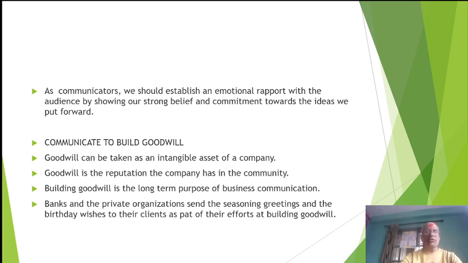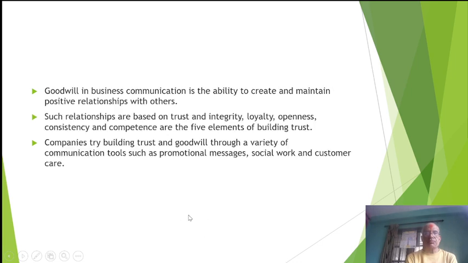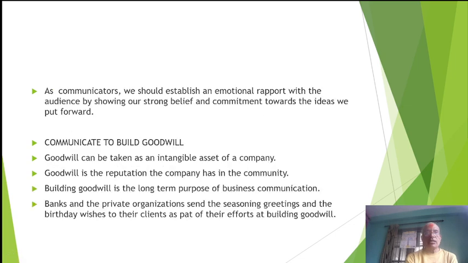Banks and private organizations send seasonal greetings and birthday wishes to their clients as part of their efforts at building good relationships and goodwill, right?